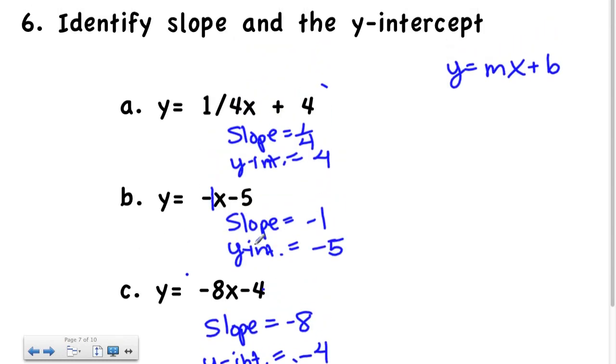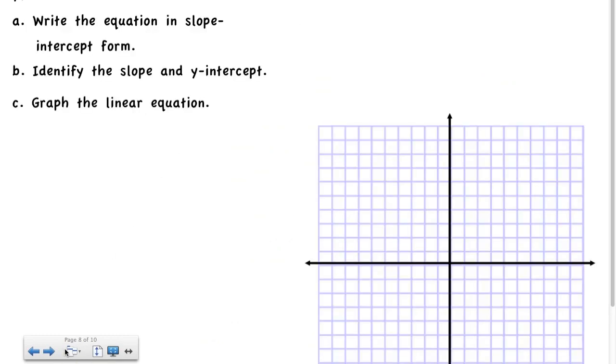The only thing that would be tricky is that if this was not already in slope-intercept form, then you would have to put it in slope-intercept form and then identify the slope and y-intercept. All right, moving on to the next one. Write the equation in slope-intercept form, identify the slope and y-intercept, and graph the line.